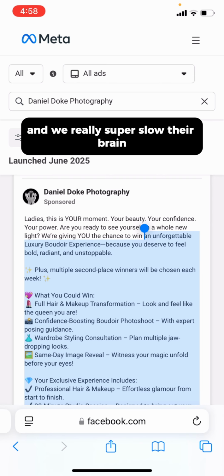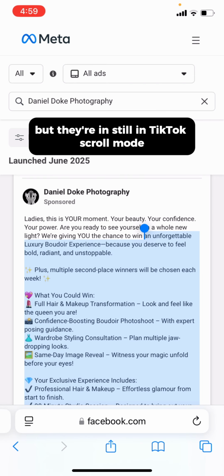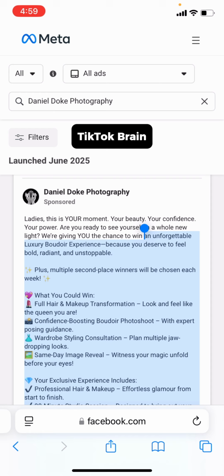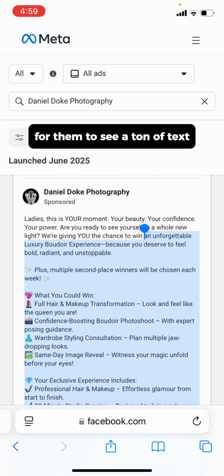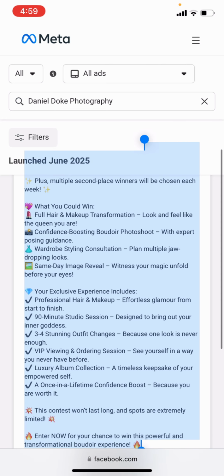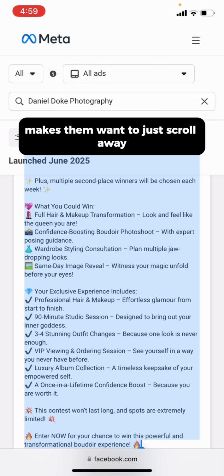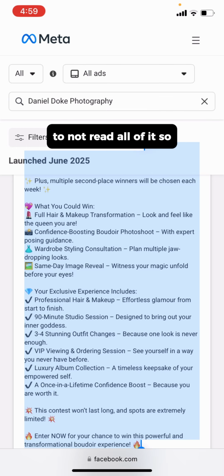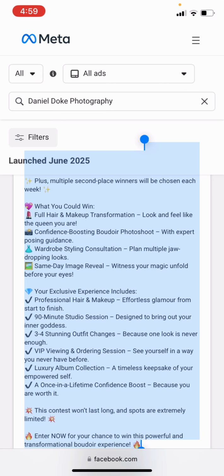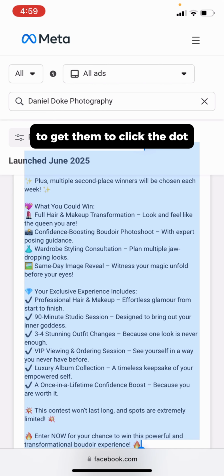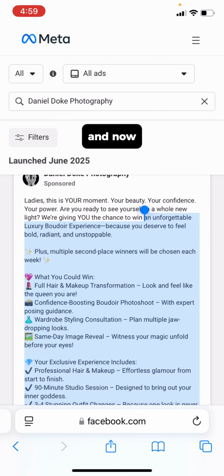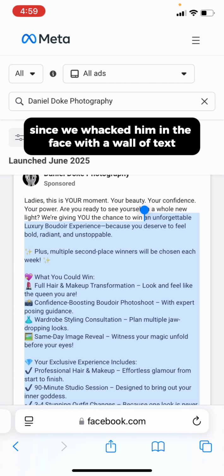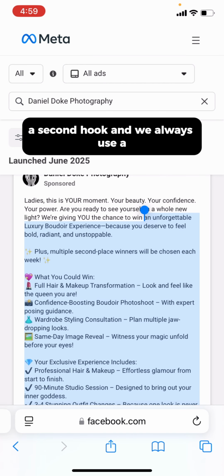And we really super slow their brain, but they're still in TikTok scroll mode, TikTok brain. And so it's actually really overwhelming for them to see a ton of text, which makes them want to just scroll away to not read all of it. So we used hook one, the see more headline, to get them to click the see more. And now, since we whacked them in the face with a wall of text, we actually got to give them a hook two, a second hook.